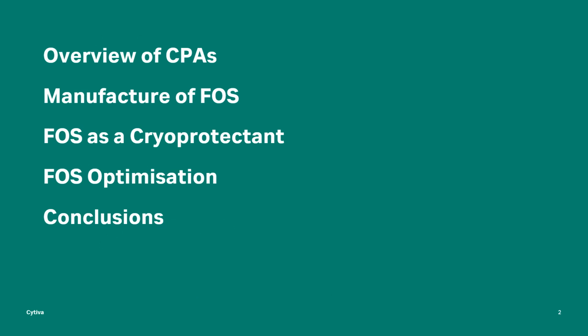I'll start by giving a brief overview of the fundamentals of cryoprotectants. I'm sure most of you are very familiar with these and how they work, so I won't labour the point too much here. I'll then go into how these new fructose oligosaccharide based cryoprotectants, FOS for short, are actually made, which was a key area for optimisation, before going into how we found they were effective as a cryoprotectant and the optimisation process to determine what form of FOS worked best, before moving on to some results we got in mammalian cells. So, starting with an overview of cryoprotectants.